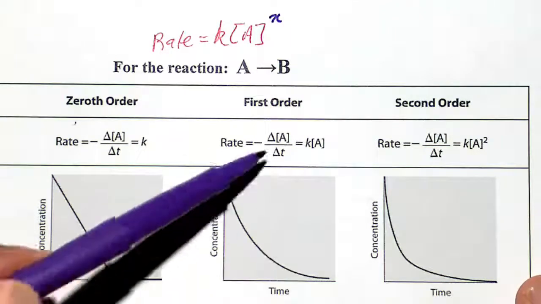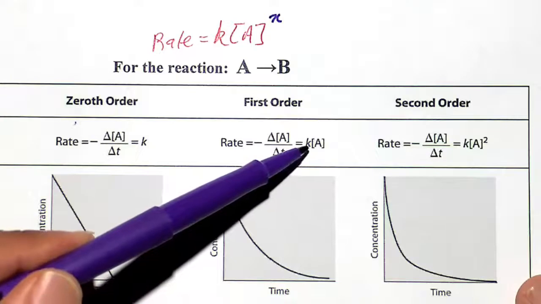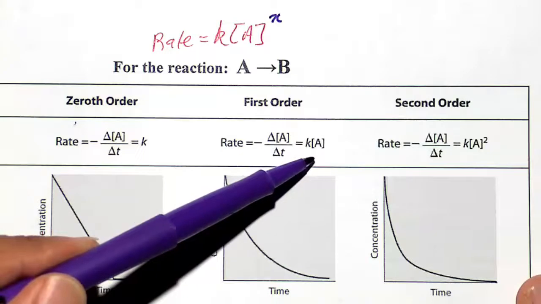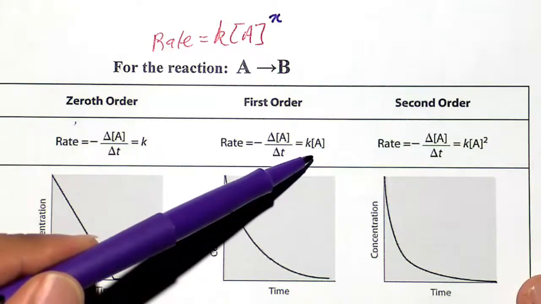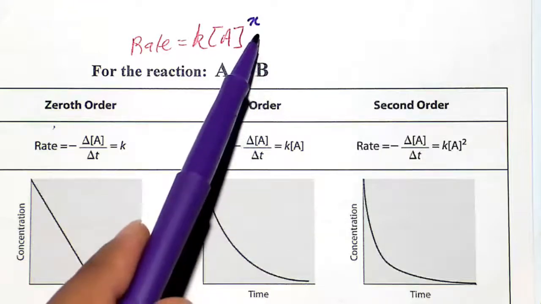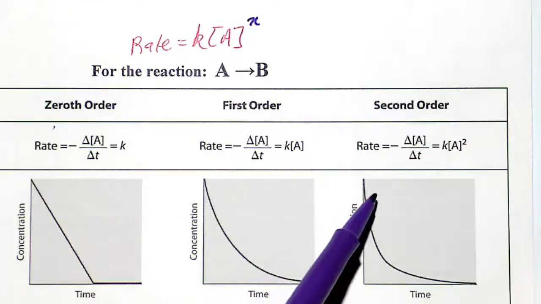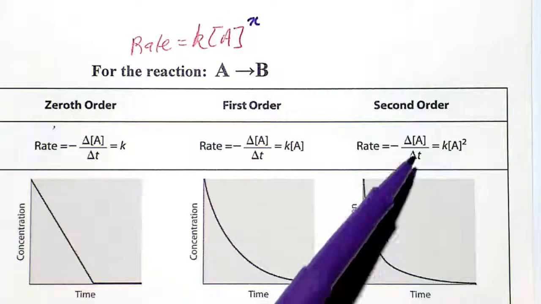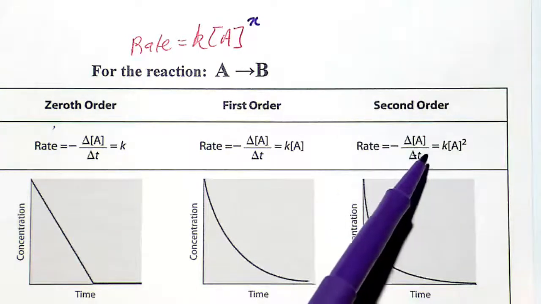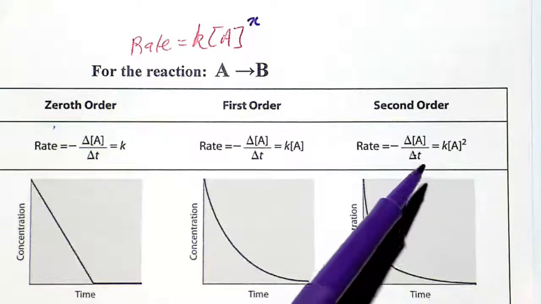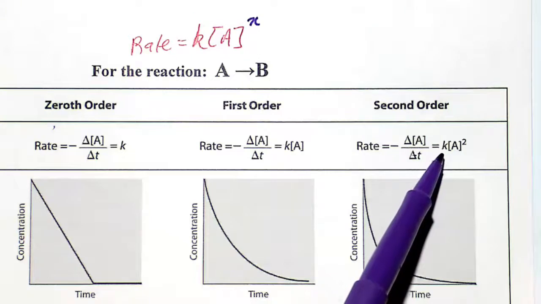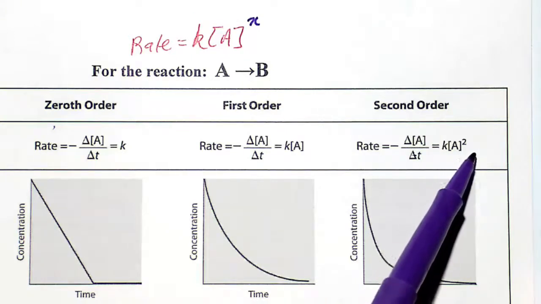That means if you double the concentration of A, the reaction rate is also going to double. If you triple the concentration of A, the reaction rate will triple. If x is equal to 2 for the reaction A going to B, that exponent is 2, then the reactant A will decrease over time with second order kinetics. So the rate law, or the rate of change of concentration of A over time, is equal to the proportionality constant k times the concentration of A squared.